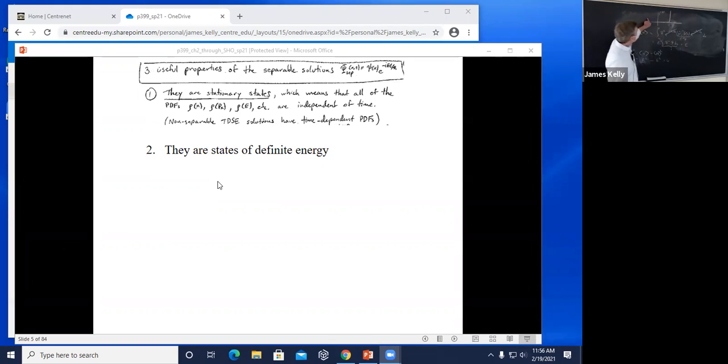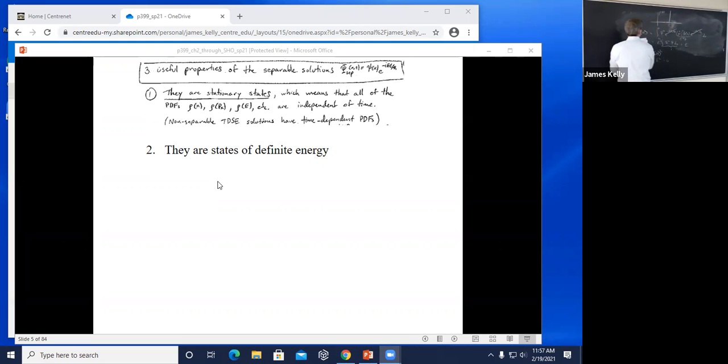In other words, that's justifying that the probability density function looks like this as a function of E. Okay, so it's a state of definite energy corresponding to that constant E. That means if I measure energy and I'm in one of those states, there's only one energy I'm going to get.